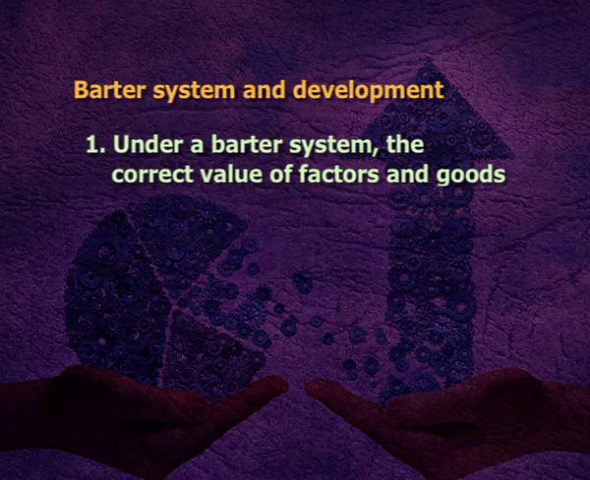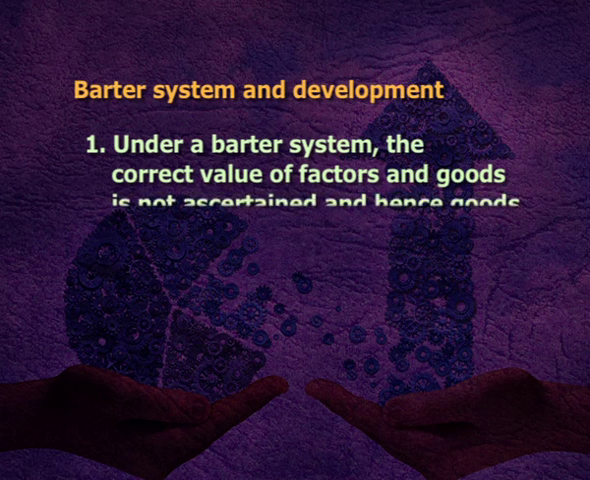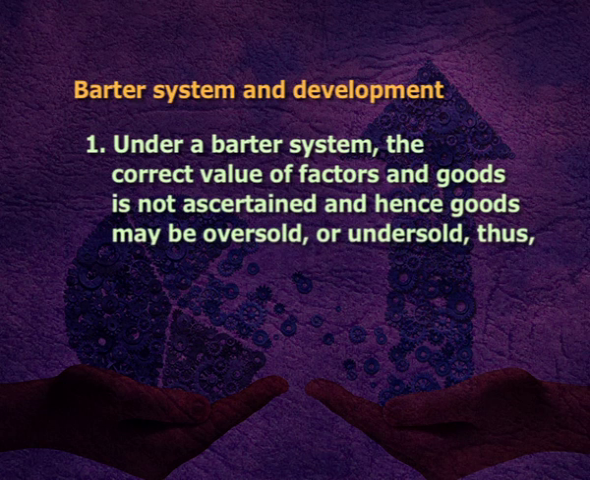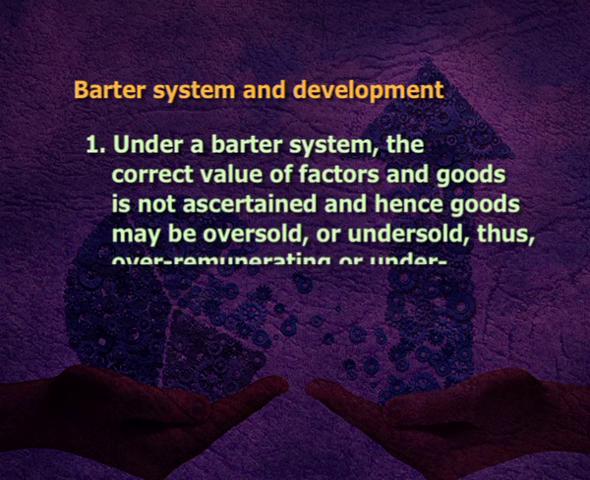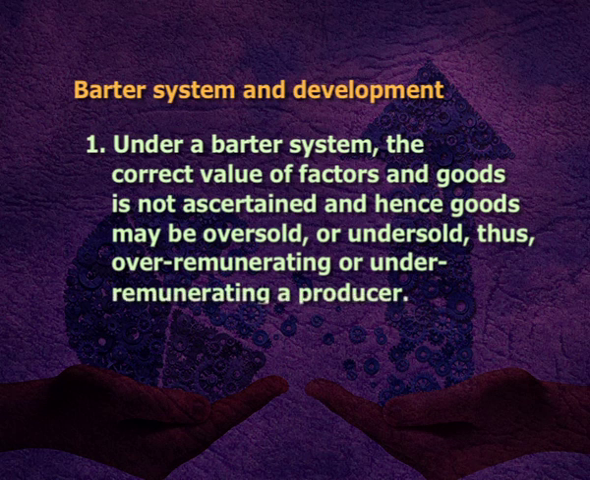First, under a barter system, the correct value of factors and goods is not ascertained and hence goods may be oversold or undersold, thus over remunerating or under remunerating a producer. Besides, the problem of double coincidence of wants cannot be avoided in a barter system. Hence, a barter system hinders development by inappropriate pricing.